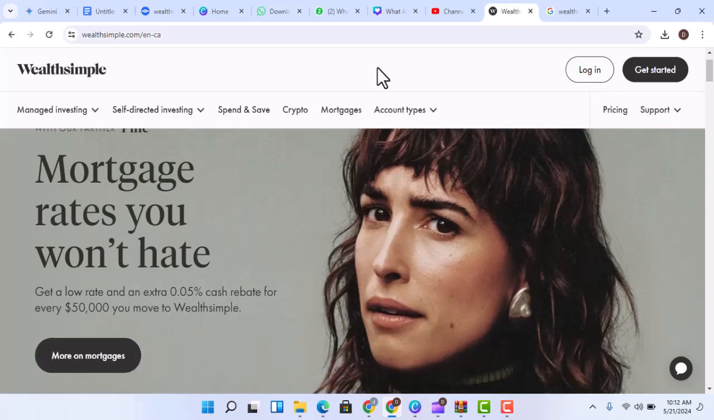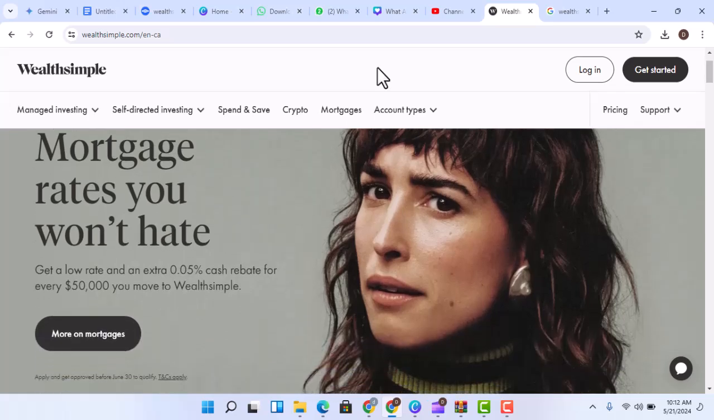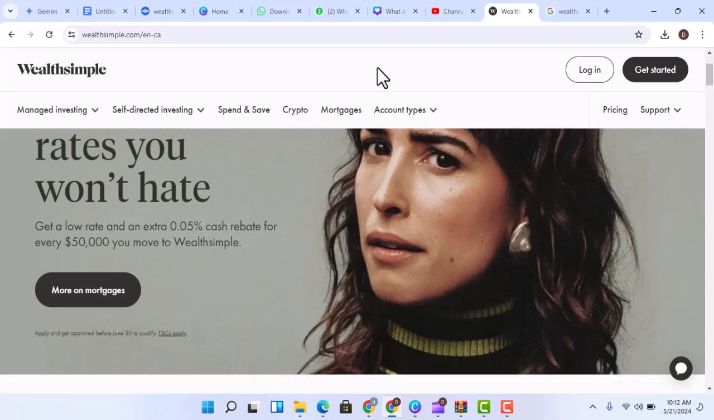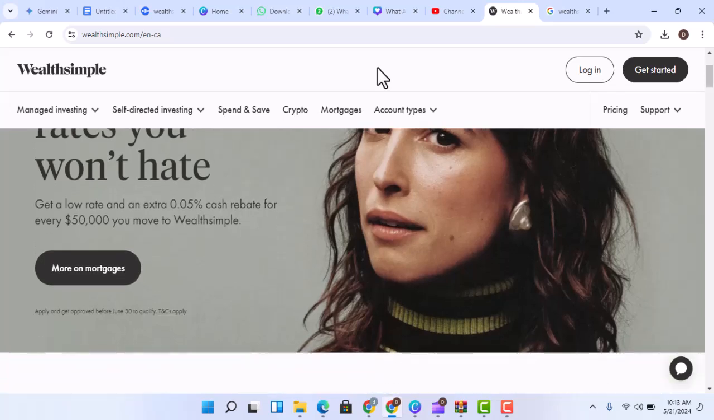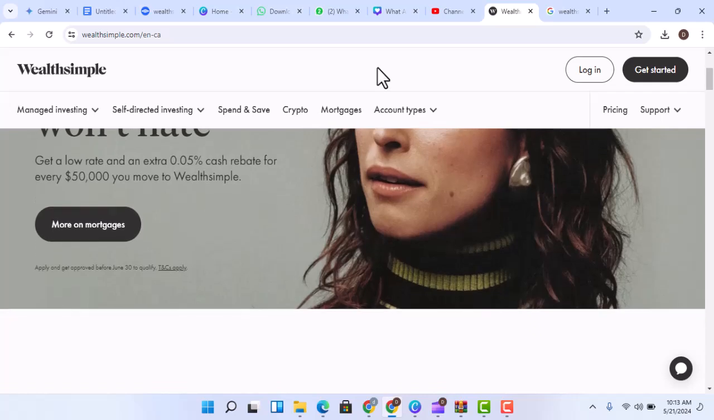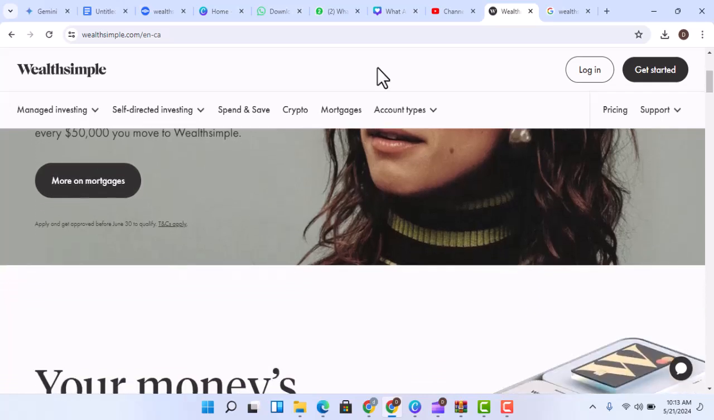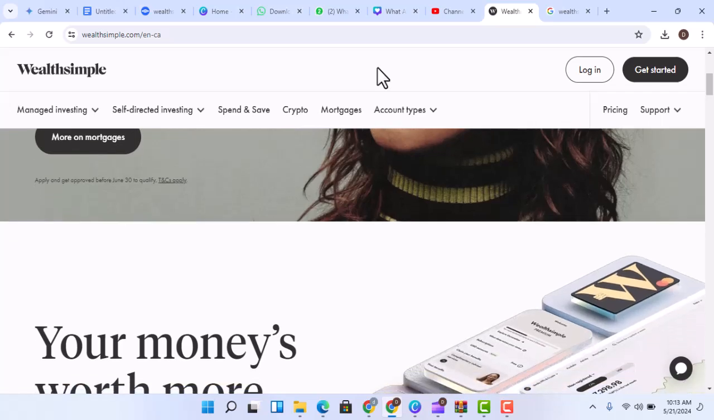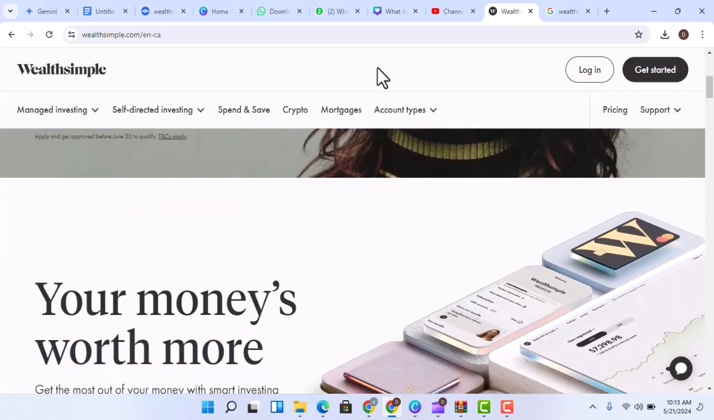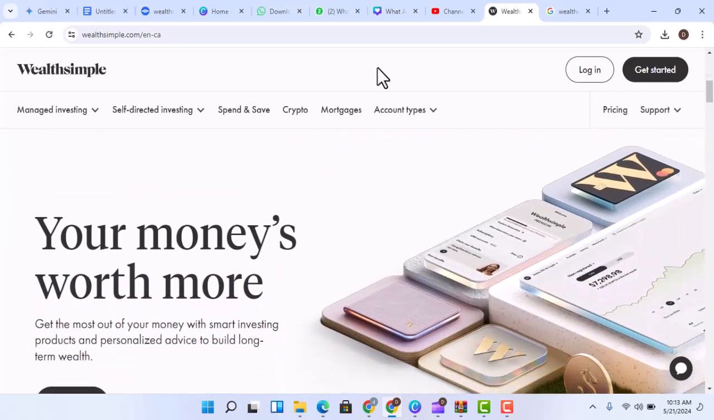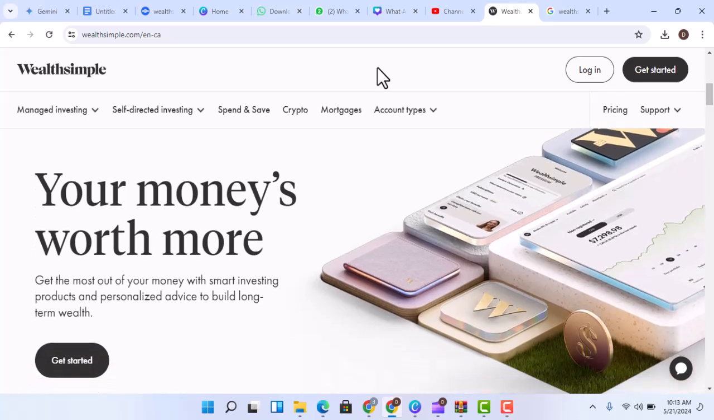Conclusion. So, to answer the question, what platform does Wealthsimple use? The answer is a combination of modern technologies, including cloud infrastructure, programming languages, frameworks, and databases. But it's also about the people behind the platform who ensure a seamless and secure experience for Wealthsimple's users.